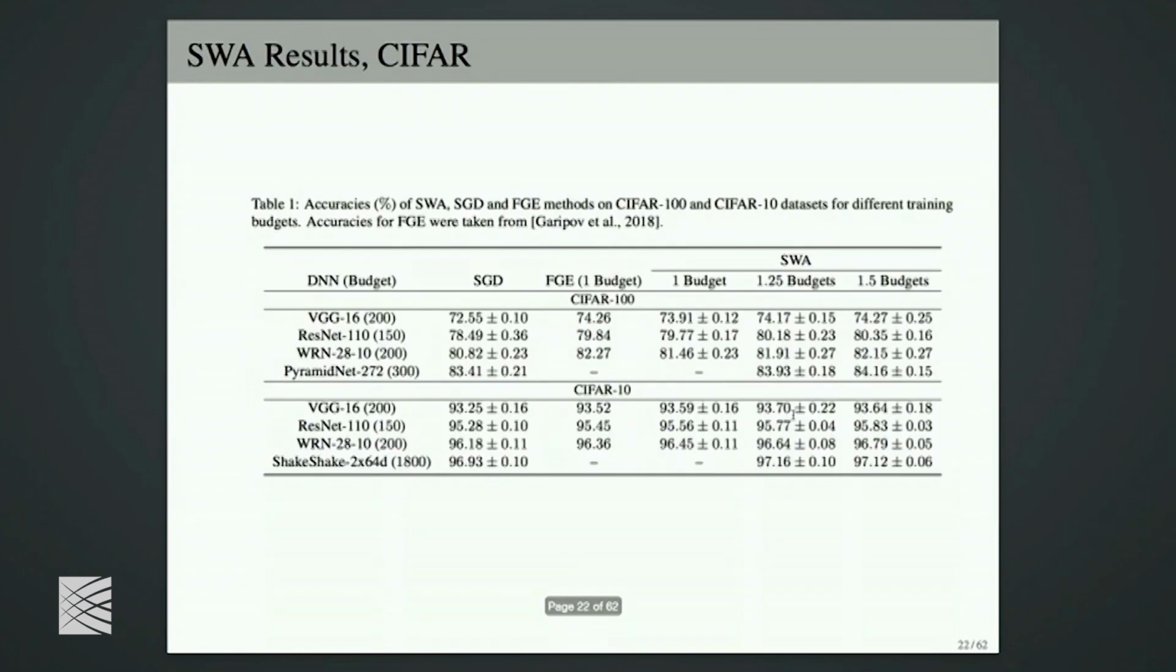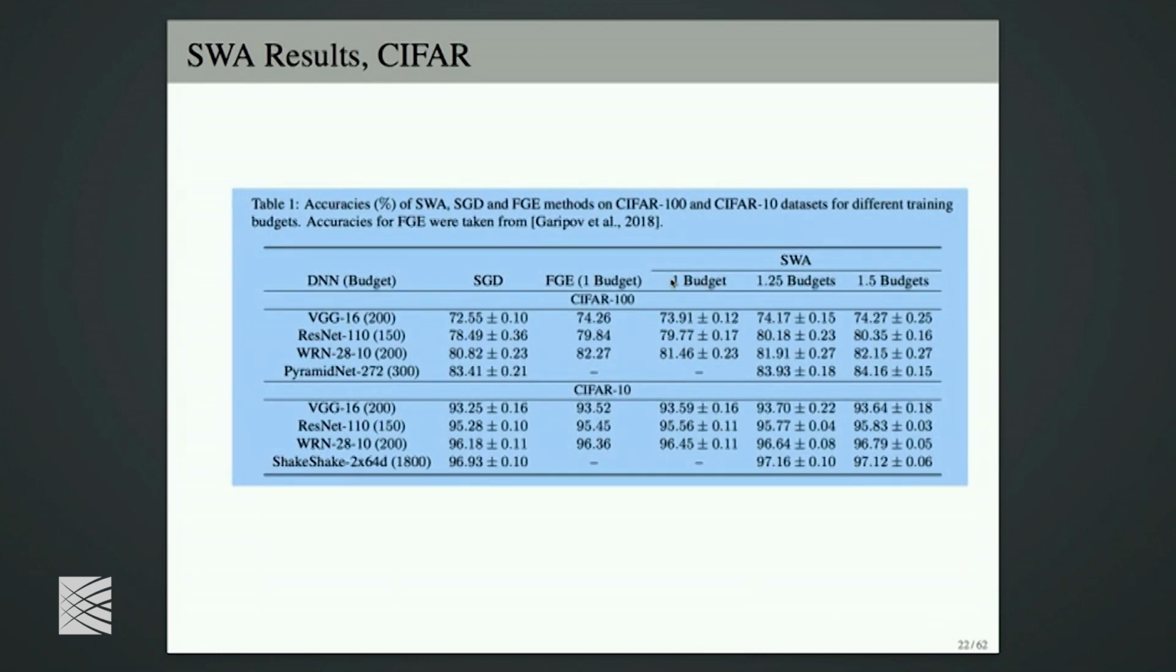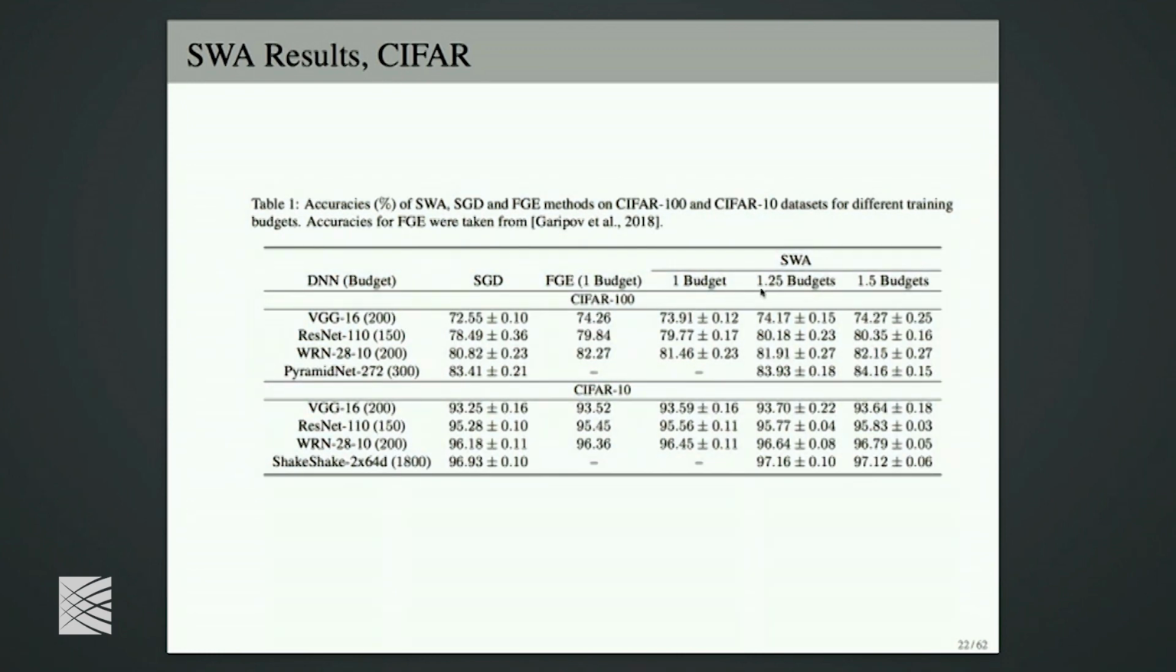And these are the tables I quickly skipped. Basically, we consider a load of different models: SGD training as prescribed by the authors of the papers for these models, the fast geometric ensembling procedure, and what we get if we run stochastic weight averaging with the same computational budget as we're allowed for SGD, as well as what happens if we run it a little bit longer. With the same budget, we see a 20 to 30% relative decrease in error over SGD training, essentially for free.